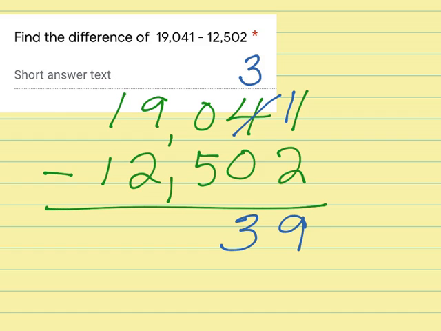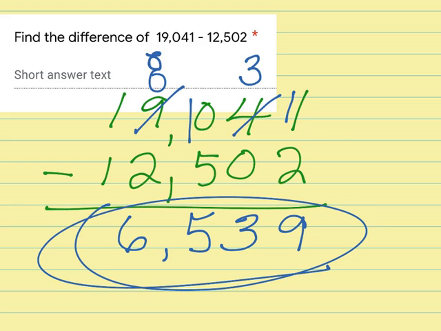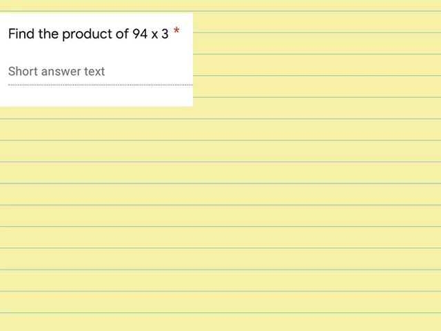I cannot do 0 minus 5, so I'm going to borrow from my thousands, and that leaves 8. And now I can do 10 take away 5 is 5. 8 take away 2 is 6. And 1 take away 1 is nothing. So my final answer is 6,539.